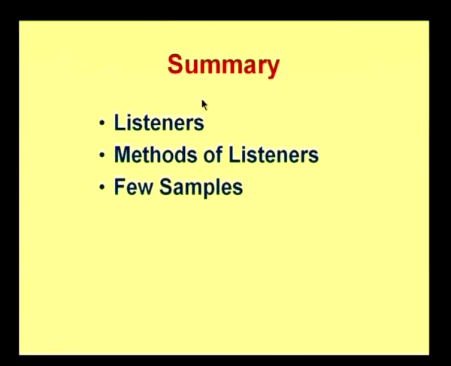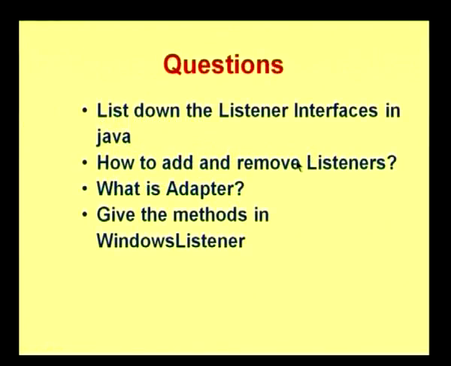As a summary, in this session we have seen various listeners and the important methods that we have in the listeners, and about adapter classes, how you can reduce the implementation of the number of methods in the listeners, and we have also seen a few sample programs. From this session you will be able to answer questions such as: list down the listener interfaces available in Java, how to add and remove listeners, what is an adapter and what is an adapter class, and give the methods in the WindowListener.